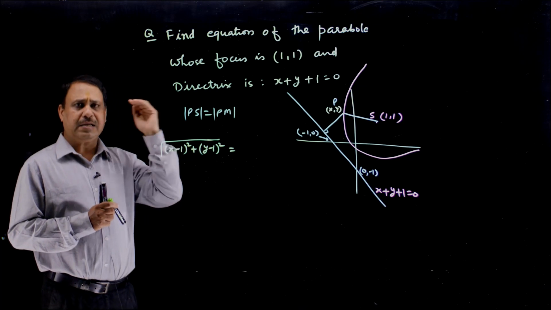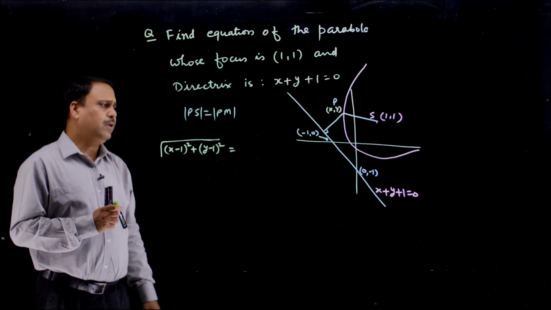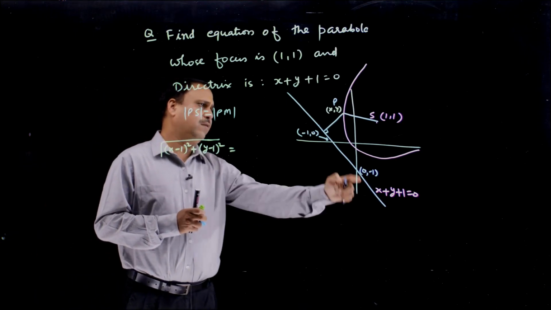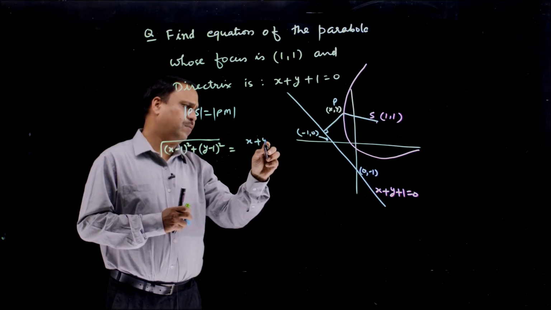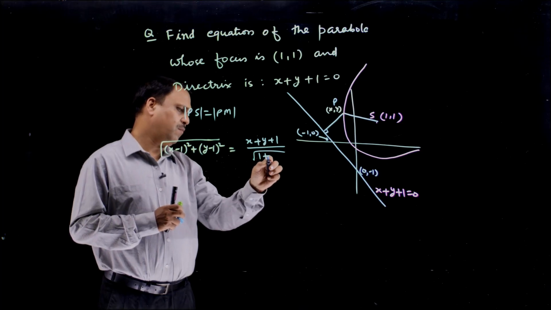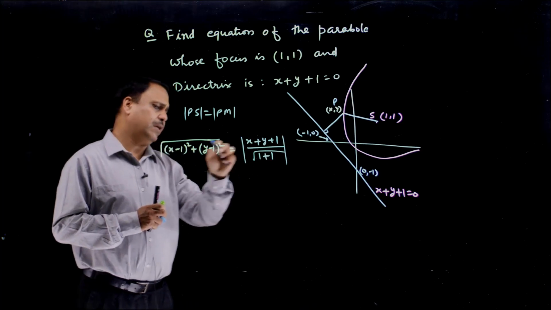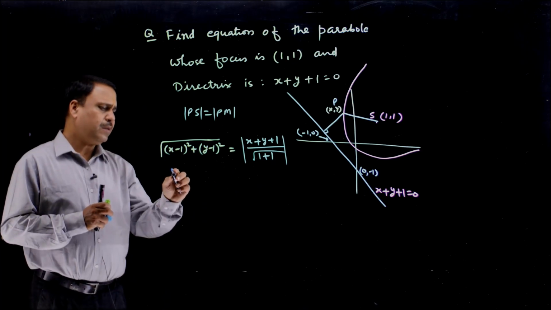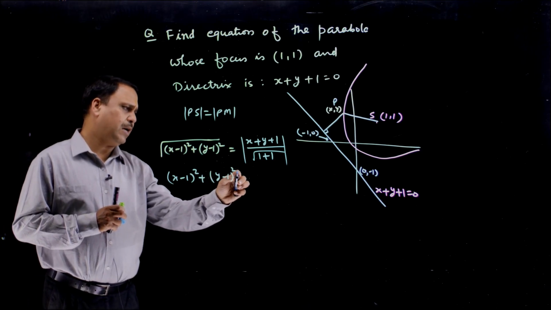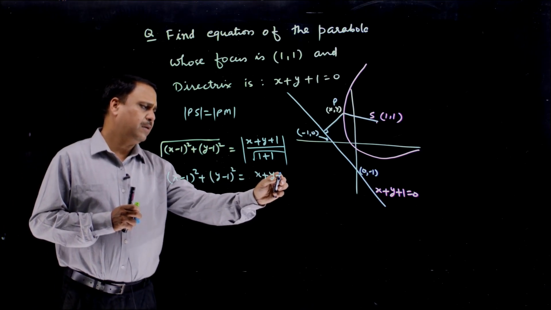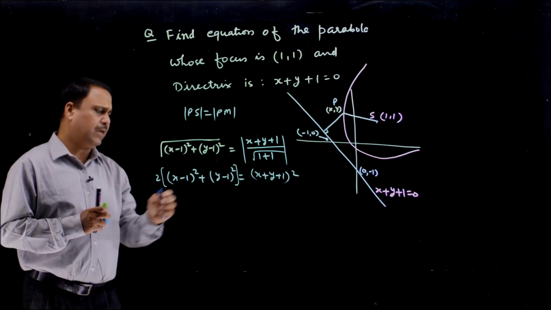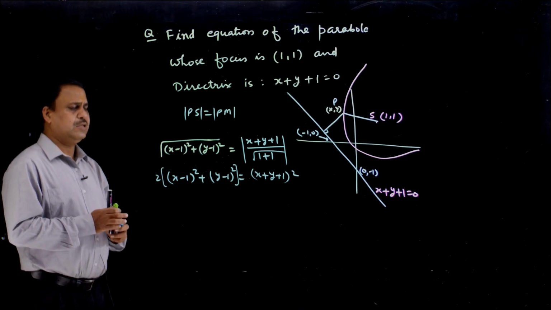So we have the formula for the distance of a line from a point: (ax1 + by1 + c) upon under root of a square plus b square. So the distance of this line from this point will be (x + y + 1) upon under root of coefficient of x square plus coefficient of y square. Coefficient of x is 1, coefficient of y is 1. This we will square. So we will get (x - 1) square plus (y - 1) square is equal to (x + y + 1) whole square upon 2, and this I can multiply by 2 here. This we can solve, that will give the answer. So you can solve this.